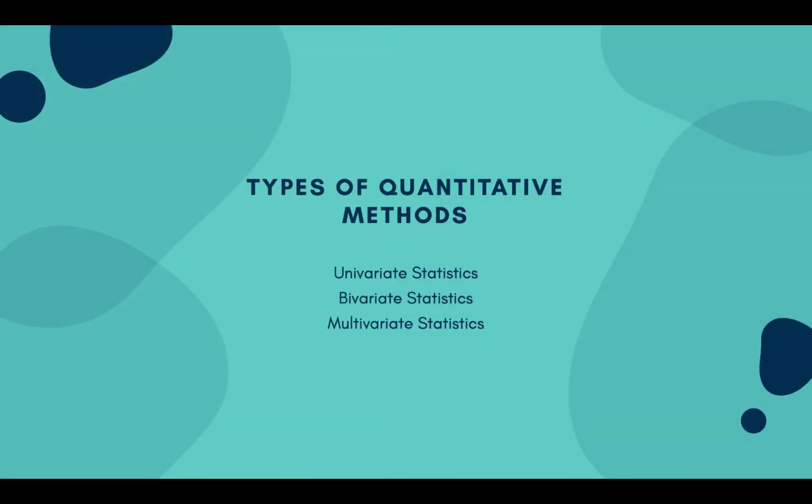All right, types of methods. So we have univariate statistics, right? We're just describing what's going on in a data set. Bivariate statistics, where we're looking at relationships between 2 variables. And then multivariate statistics, where we're looking at multiple variables and their relationships with one another.